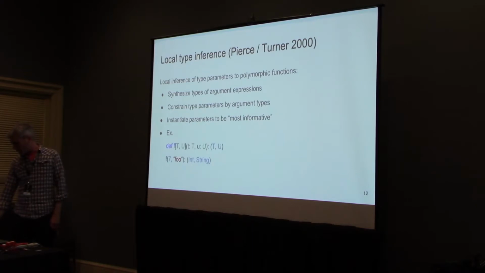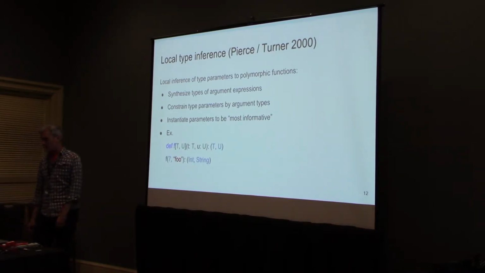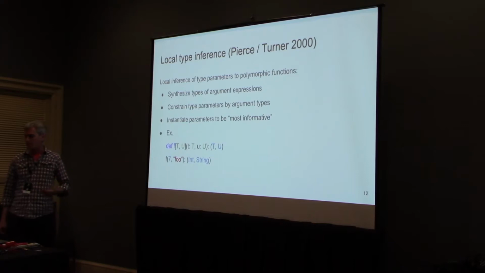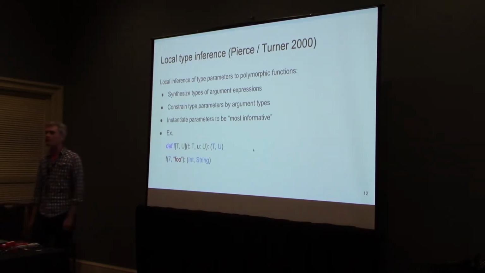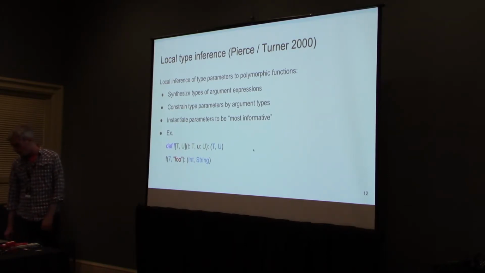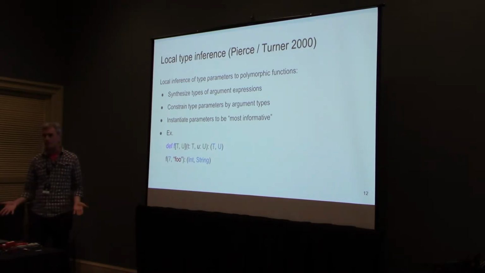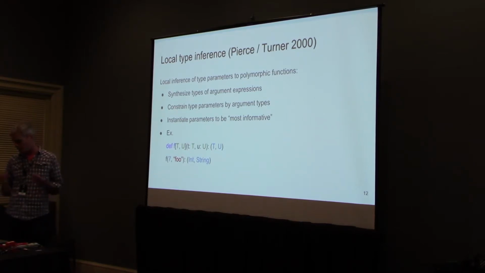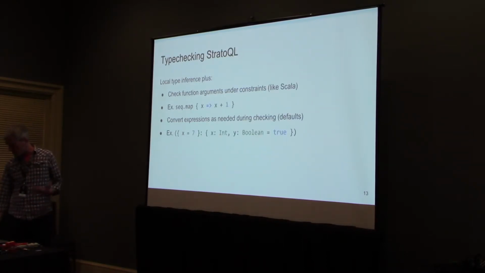The other big idea from local type inference is how you do inference of type parameters to polymorphic functions. And the way it's given in the paper is that you synthesize the types. Sorry, I'm going a little faster. So let's look at this example. We have this function f with a couple of type parameters, and we want to figure out what they are in an actual application. So we synthesize types for the argument expressions, and then constrain these type parameters by the argument types that we got from synthesis, and finally instantiate them to be most informative, which I'll leave to the paper. Okay, so how does this work in StratoQL?